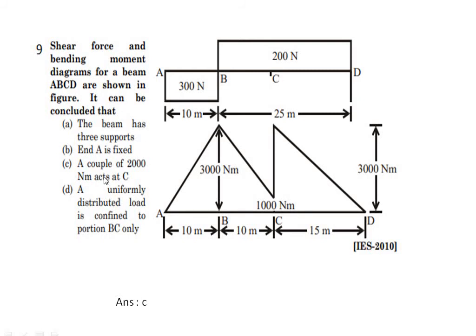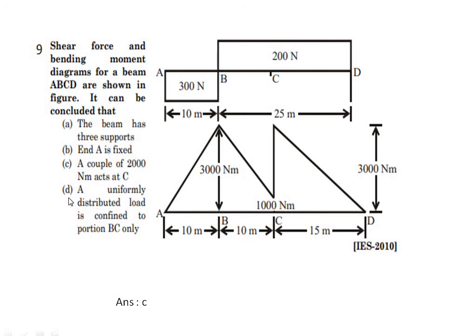And the third condition is a couple of 2000 Newton meter acts at C, right? So a couple of 2000 Newton meter acting at C, you can say this statement is right, because from 1000 to 3000, the spike in the bending moment diagram is absurd. So you can say the third statement is right.